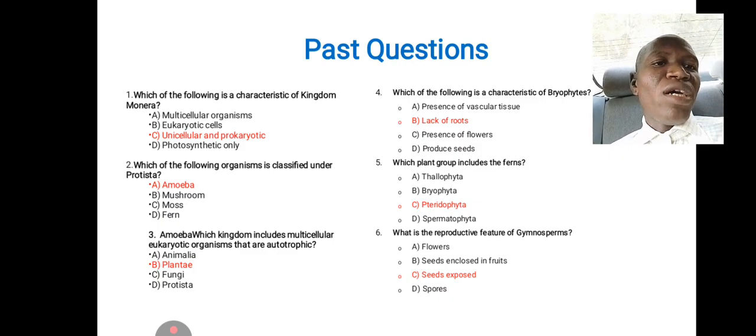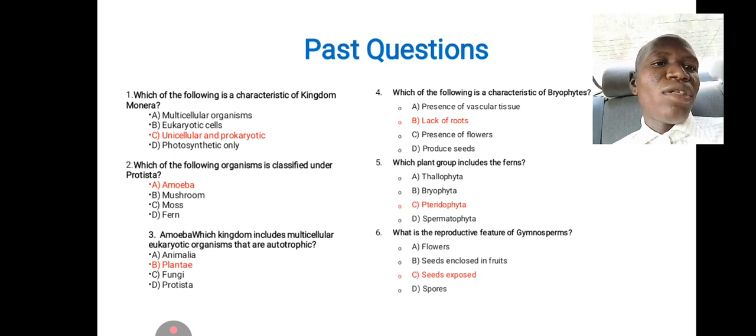Question 5. Which plant group includes ferns? Thallophyta, bryophyta, spermatophyta, pteridophyta. The correct answer is pteridophyta.